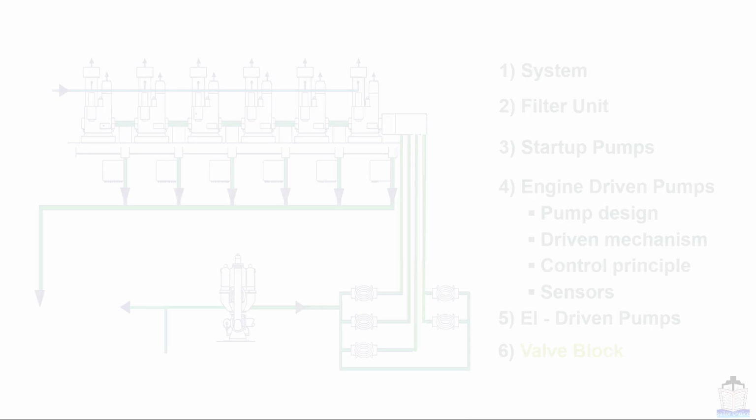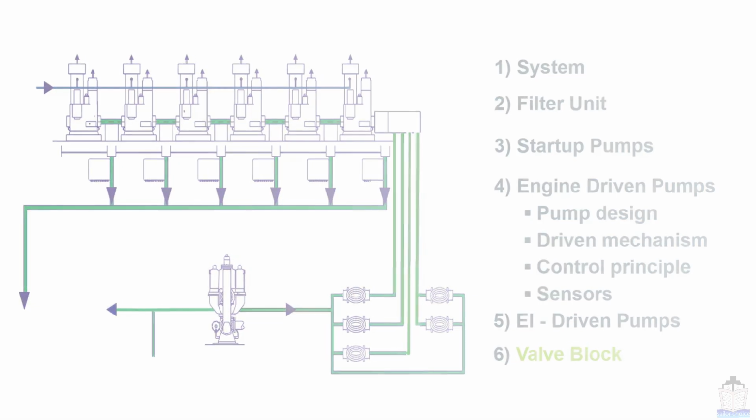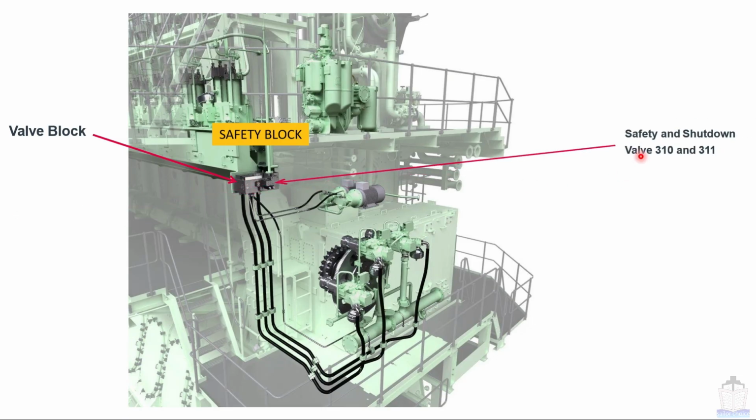Now moving next, we are going to talk about our next topic, that is the valve block. In this topic we will also discuss some hydraulic circuits. This particular equipment is called the safety block. Its other name is valve block, and the major components installed on the safety block are valve number 310 and valve number 311. In some models, accumulators are also installed on the safety block.